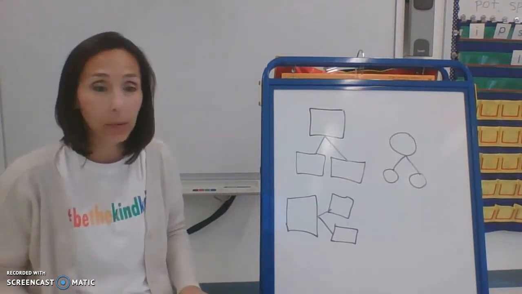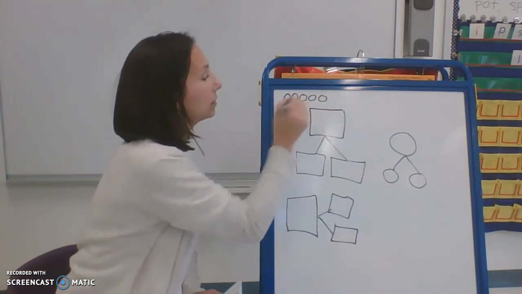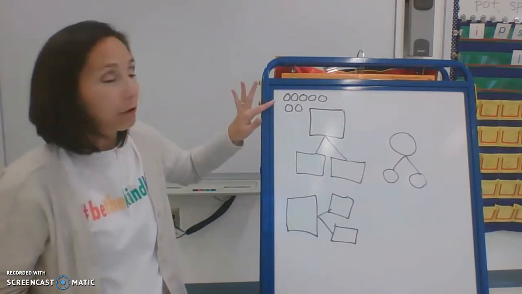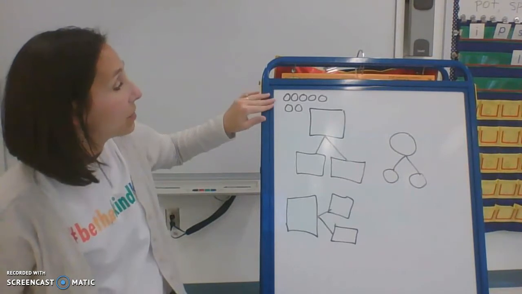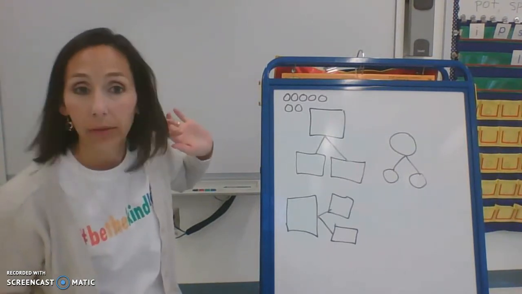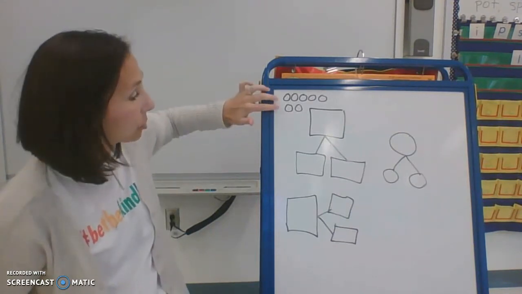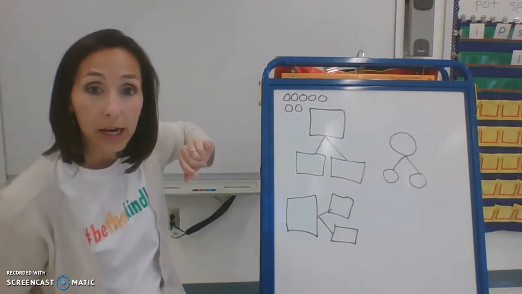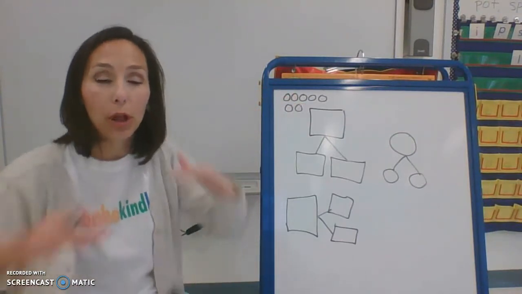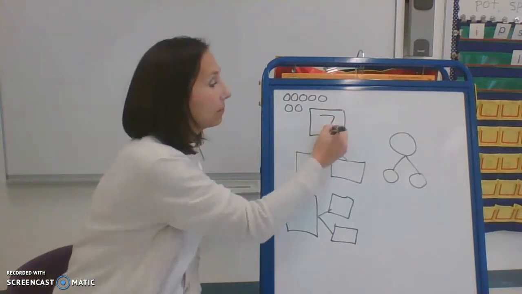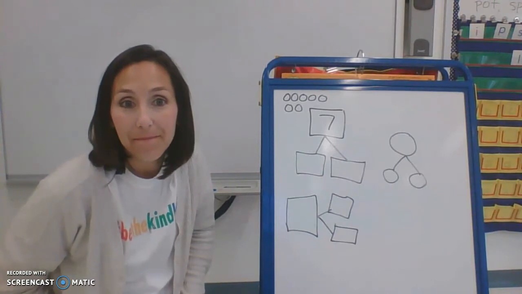So say, for example, we have a picture that looks like this. All together, if you use your dot pattern and what you know about dot patterns, we see that there are 5 on the top, 2 on the bottom. I know that 5 and 2 make 7. So I can take this picture and put it into a number bond. What would go in the top square? Yes, the total, the whole. So 7. And then what would go in these boxes?